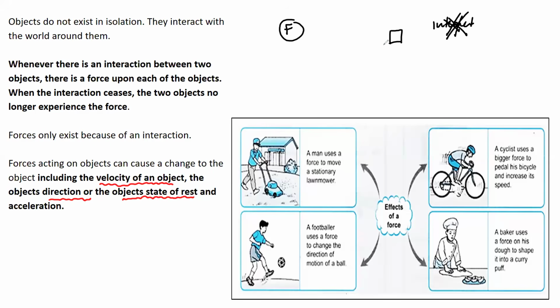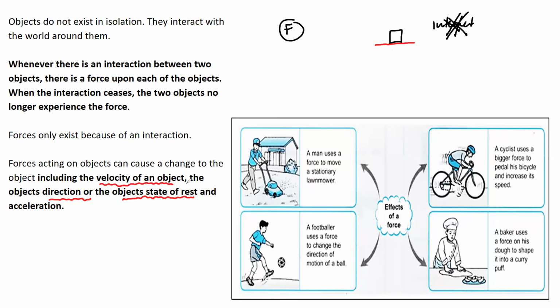Let me explain that. Say an object is stationary, it's not moving, it is at rest. Those are the words that are used in physics: stationary, not moving, at rest. Say an object is in a situation like that.